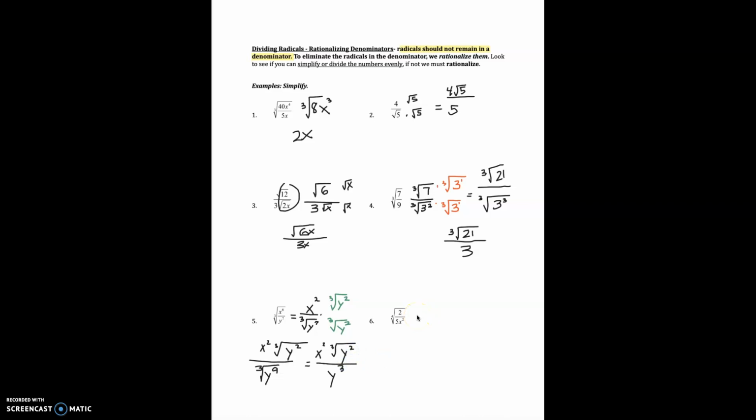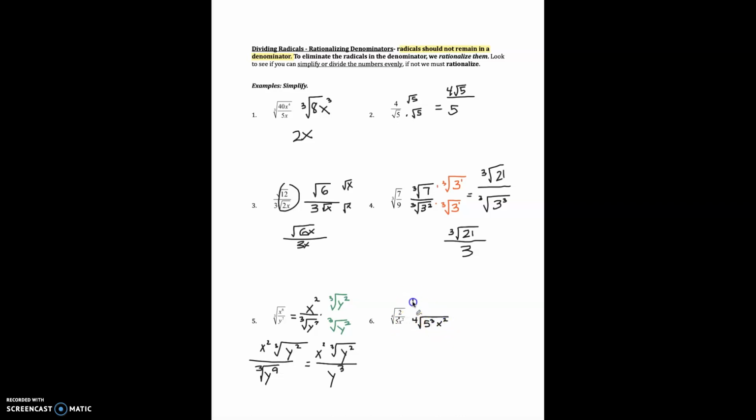So number 6 is the fourth root of 2 over 5x to the 2nd power. We can't simplify the fraction, so I'm just going to go ahead and look at what I have in my denominator. So this is 5 to the 1st power, and then x squared. So what I really want to think about is I want to get these to all be 4th powers. So I'm going to multiply by 5. Since I have 1 here, I'm going to do 5 to the 3rd. And then this is x squared. To make it a 4, I need an x to the 2nd because 2 plus 2 is 4.